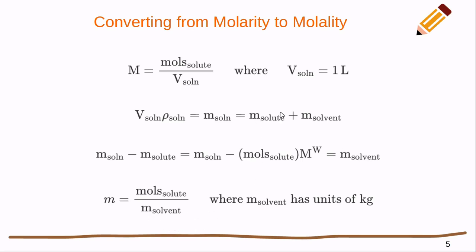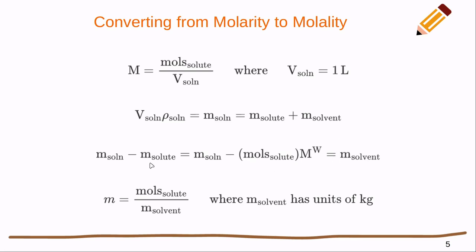So we need to take the mass of the solute out from this. We need to remove it from the mass of the solution. So we're going to have the mass of solution minus the mass of the solute. How do we know how much the solute weighed? Well, that's going to be the moles of solute that we knew from before multiplied by its molecular weight, which we're going to need to calculate from the periodic table.